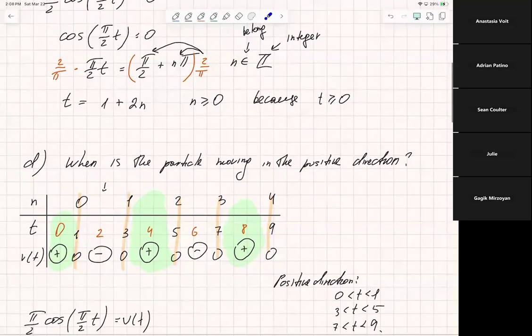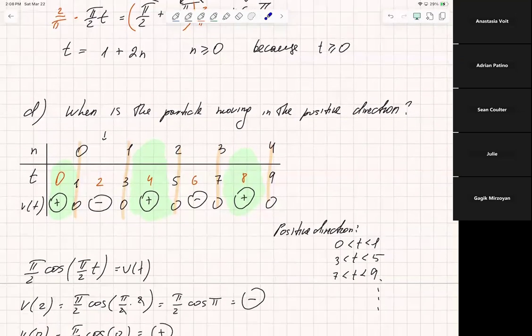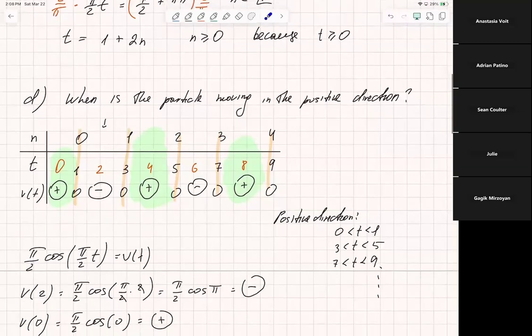Now the next problem was to find when the particle is moving in the positive direction, right? So we kind of calculated only for 4 seconds. If you have something like this on an exam, you will be restricted to how many seconds I want you to count. If it's not given, then just do some arbitrary number. I think 4 would be more than enough, right? So we could see the pattern from there.